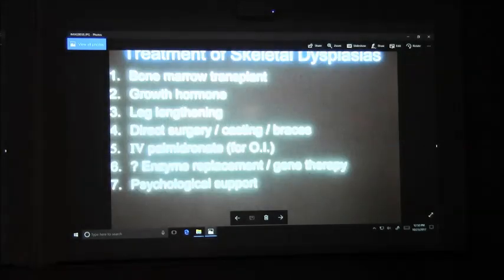Okay, I'm going to skip this one about out of saliva. And these are just some of the treatments that are possible periodically, and gene replacement and some of the treatments for OI being the best. Indirect treatments, surgery, casting, braces, and stretching the bones and letting the bone grow in between is something that's used sometimes for achondroplasia.